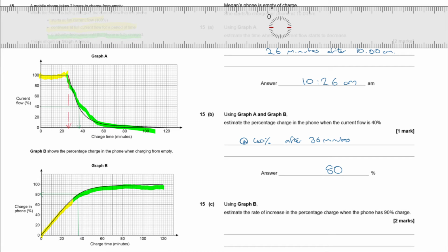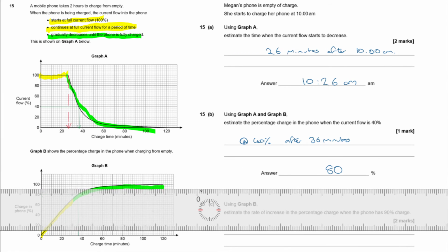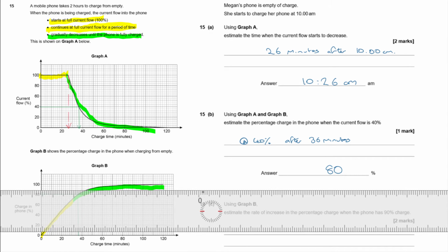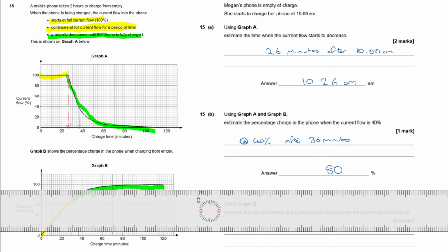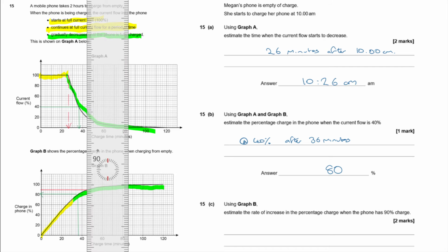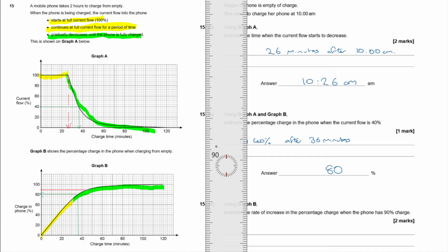Okay. Using graph B, estimate the rate of increase in the percentage charge when the phone has 90% charge. Okay, when does it have 90% charge? 90% is going to be halfway between 80 and 100. It's going to be there. I'm going to switch back to red because I haven't used red on this graph. So go across to my graph here. When I hit the curve, go down. I don't need to go down actually. I need to stop on that curve there.